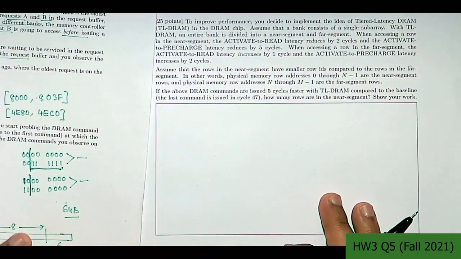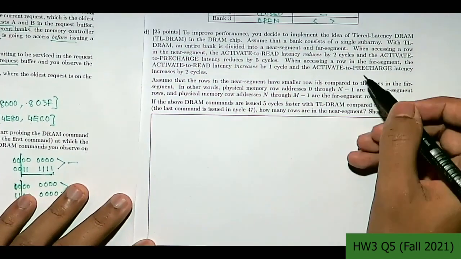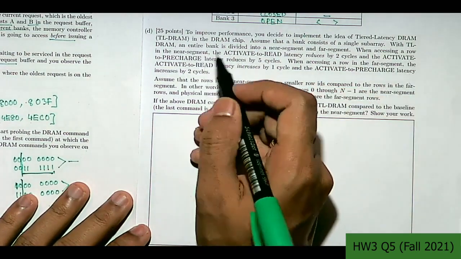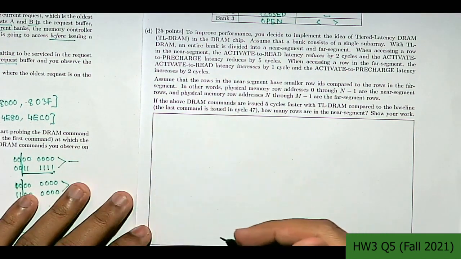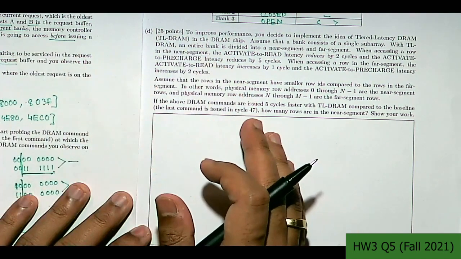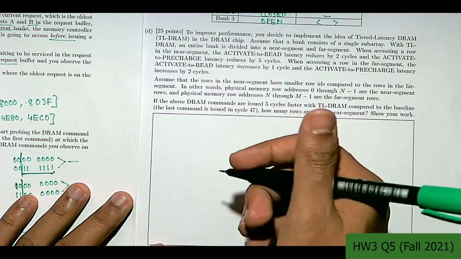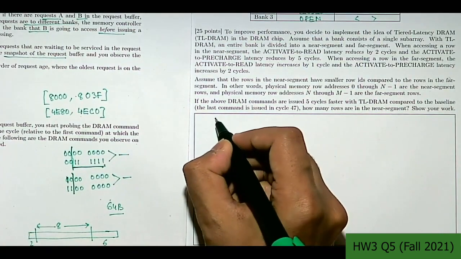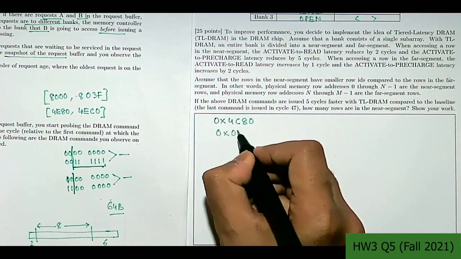Okay, so let's see how to approach this problem in the beginning. You have the activate to read latency and the activate to precharge latency. So it has something to do with the activate commands and how far the read and the precharge commands are from the activate. So let's target the activate first, and let's see which rows and which bank it's actually using. Okay, so I'm going to write this again.